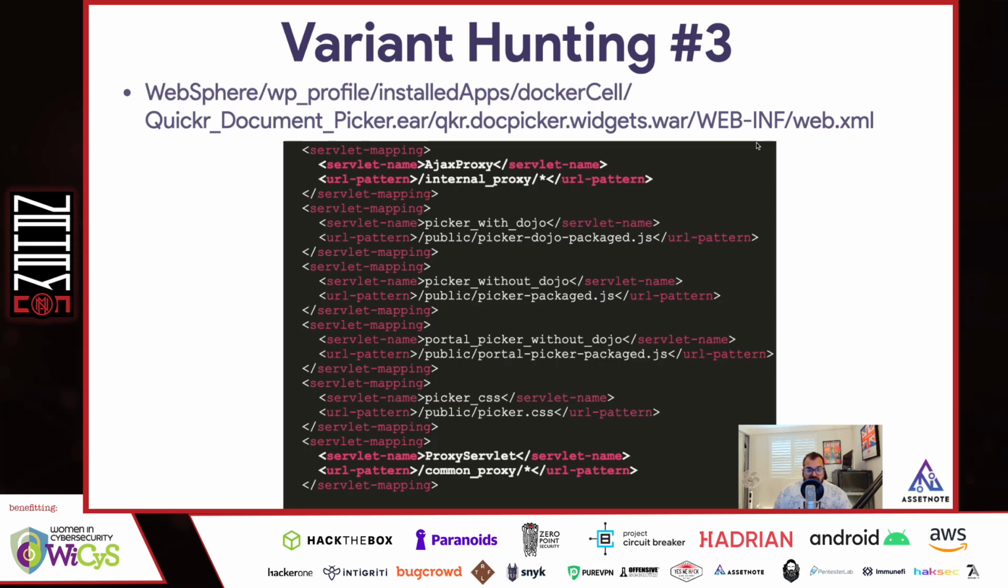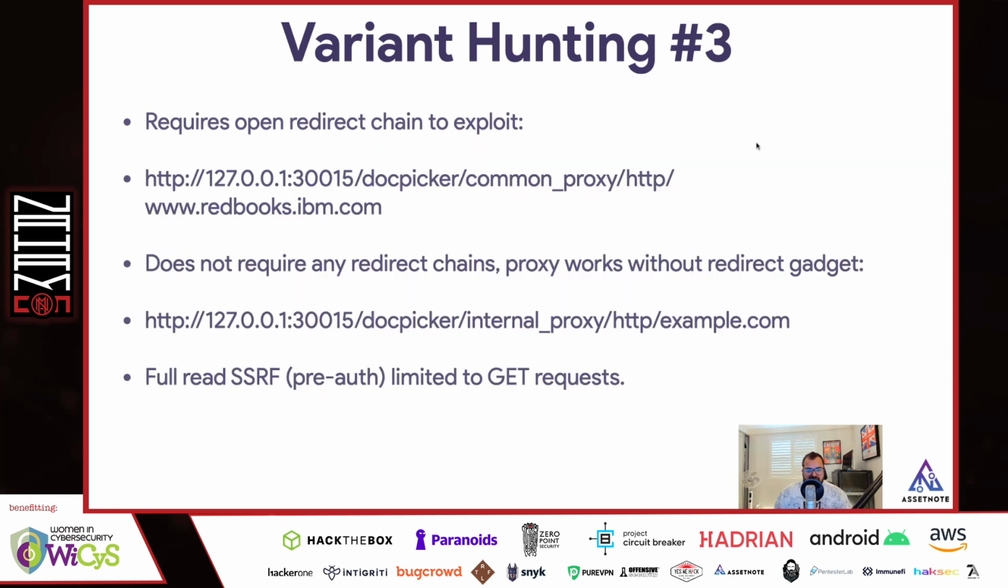And another variant that we found was inside the Quicker document picker, and it had an internal proxy as well. And looking at the internal proxy and also the common proxy, it was very straightforward. You could just hit these 2 endpoints and also proxy to any URL, any location, one with the redirect gadget and one without the redirect gadget. This is again a full read SSRF pre-auth, but it's limited to GET requests.